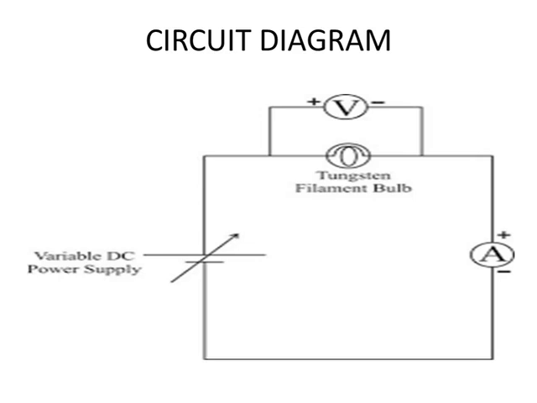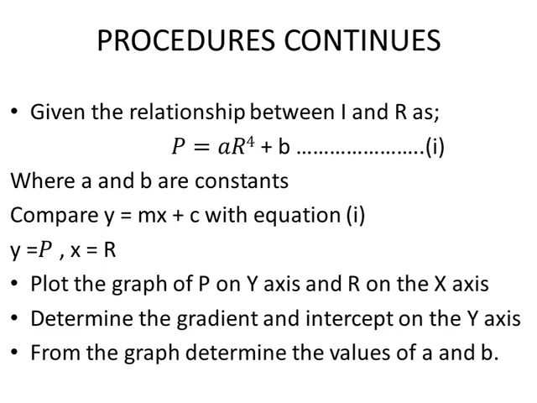So this is a typical example of how the circuit diagram for this particular experiment looks. Where you're having your V, that is the voltmeter, and your A, that is the ammeter. That is the filament bulb, and this is a variable power supply. So this is just a simple circuit diagram. It might actually not look exactly like this, but this is how it probably looks. These are the major connections you need to do in the circuit diagram.